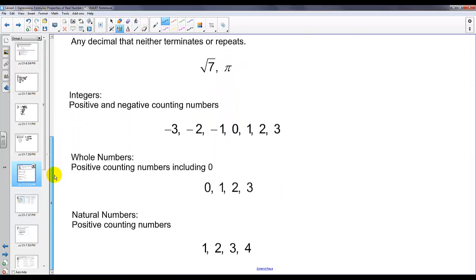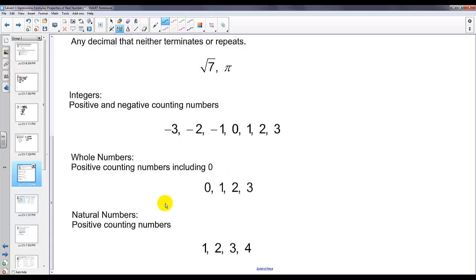So then we have three more terms: integers, which are positive and negative counting numbers. Zero is kind of a weird thing. Some publishers call zero a neutral number. It's neither positive nor negative, and some publishers include it as a positive number. Whole numbers are positive numbers including zero.